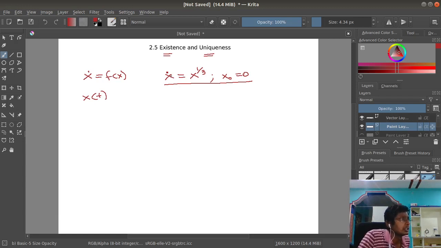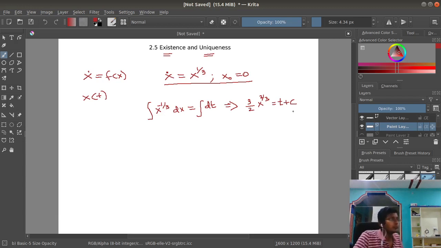In order to calculate the solution, let's use the analytical approach. In place of x dot, let's put dx by dt, so that I get x to the power of minus 1 by 3 dx equal to dt. Now let's integrate both sides. This gives 3 by 2 x to the power of 2 by 3 equal to t plus c.